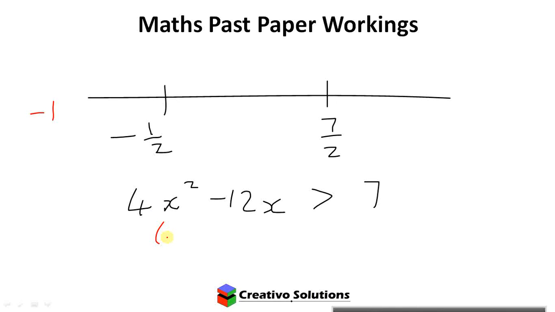Right, so if I plug in minus 1 here, let's see what we get. Okay, so negative 1 squared is 1. 1 times 4 is 4. Negative times a negative is a positive, so that gives me plus 12. Greater than 7. 4 plus 12 is 16. Is 16 bigger than 7? Yes, it is. True.